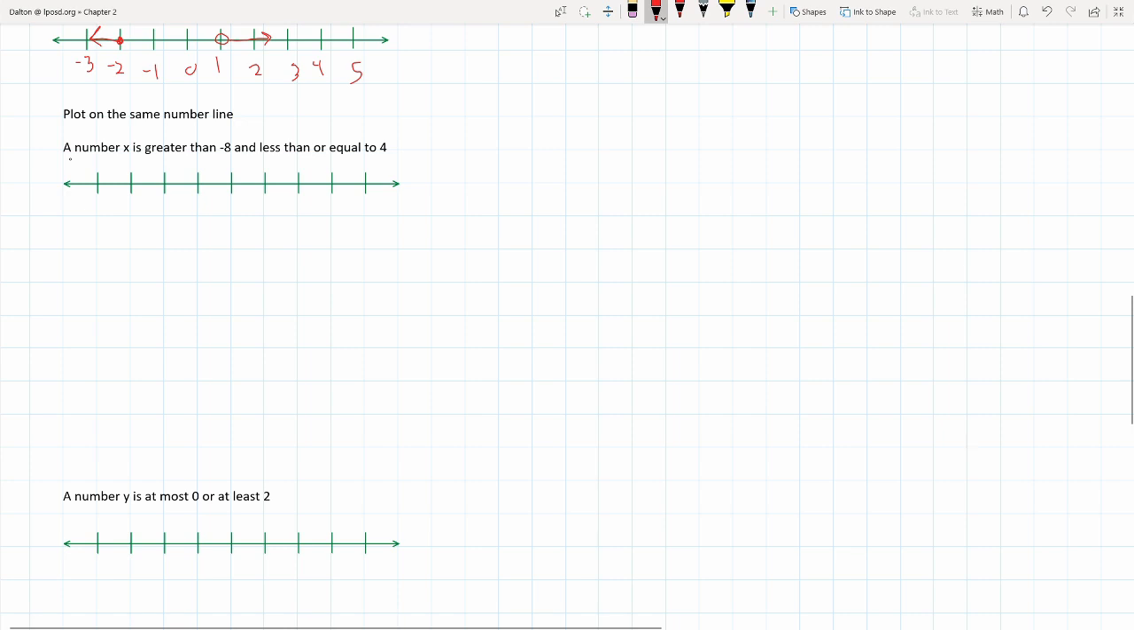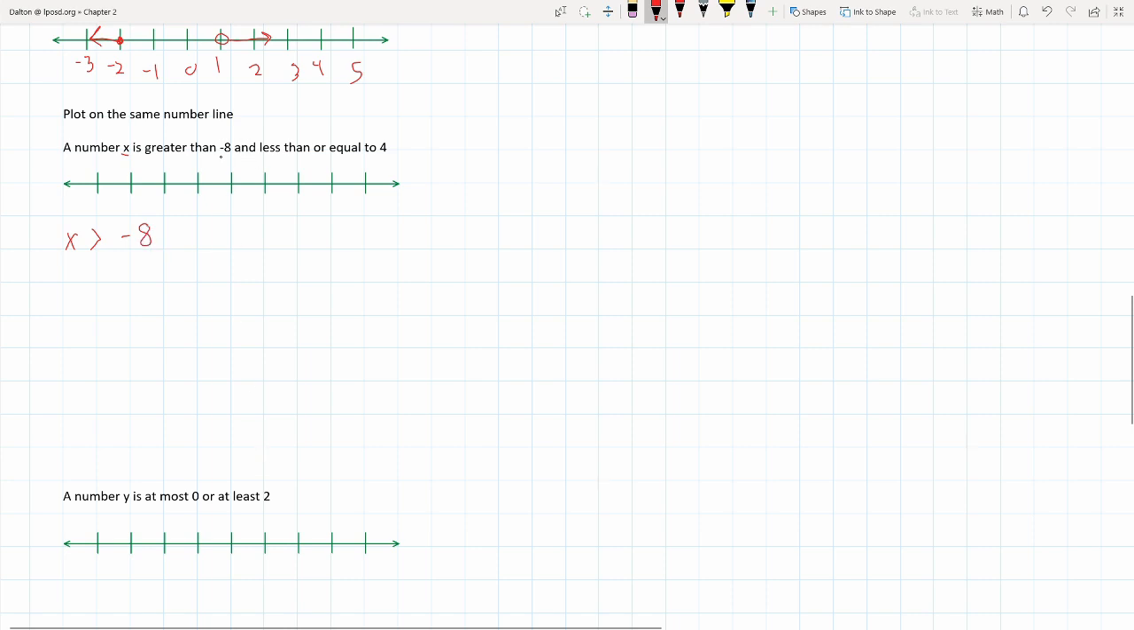So, plot the same number. A number x is greater than -8 and less than or equal to 4. So I'm going to break this up into two separate parts. The first thing that I notice is that I have x. x is my variable. We're given that right here. So x is greater than negative 8. So greater than is like that. So x is greater than, and then we're going to write out negative 8.